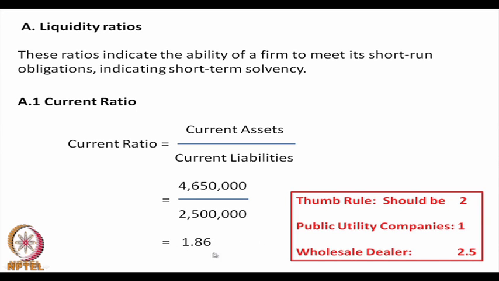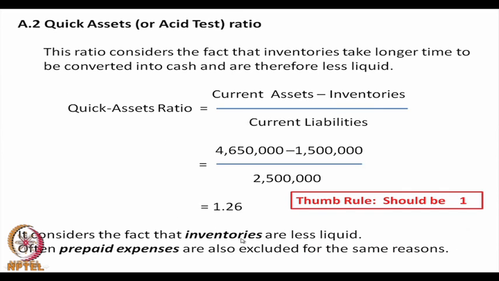Now, the value for this company is 1.86. So, it is close to 2. So, it is not very bad. However, because inventories take longer time to be converted into cash and because they are less liquid, if we subtract inventories from current assets and put that in the numerator, then that ratio is a better indicator of the liquidity of the company, because inventory is the least liquid of the three items that come under current assets.